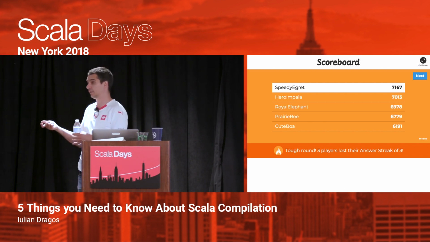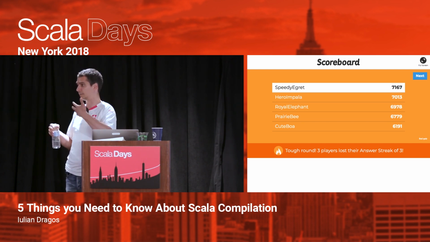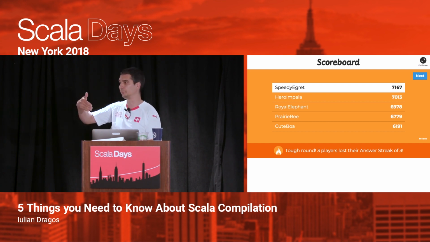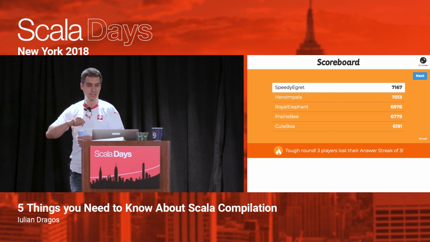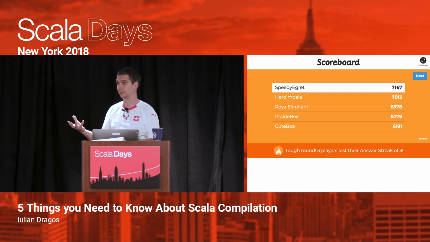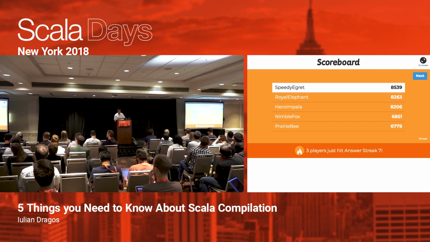But that's not how implicit resolution works. Implicit resolution takes imports as higher priority. So it goes down the import route and constructs the implicit, even though the term it creates that way is more complicated than taking the one from the companion object. And it does compile. I checked. Speedy Egret still ahead, and Royal Elephant is actually second now.